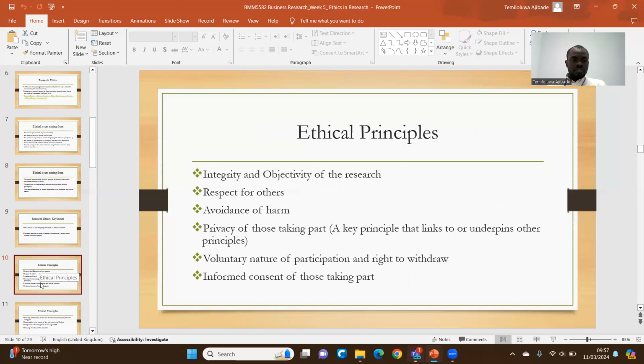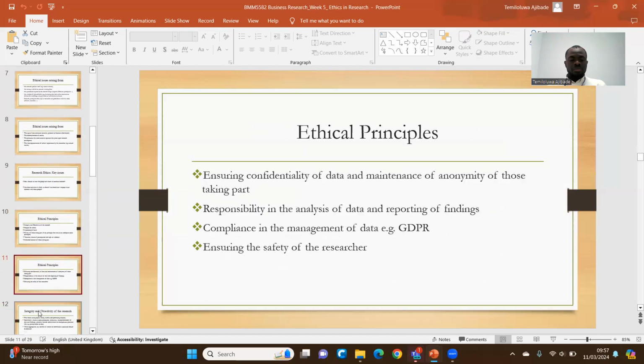All right. So going forward, we also have some other ones: ensuring confidentiality of data and maintenance of anonymity of those taking part, responsibilities in the analysis of data and reporting of findings, compliance in the management of data, which is the GDPR, and also ensuring the safety of the researcher.